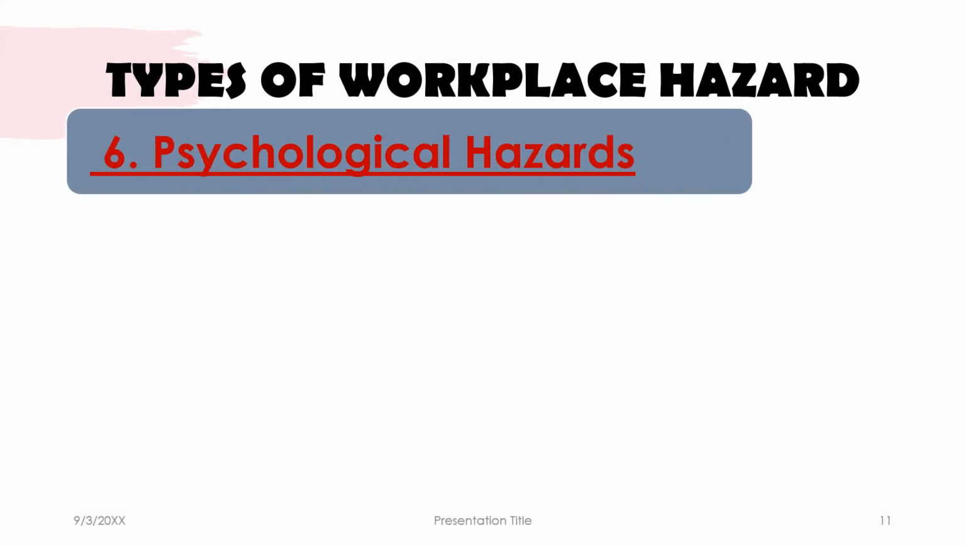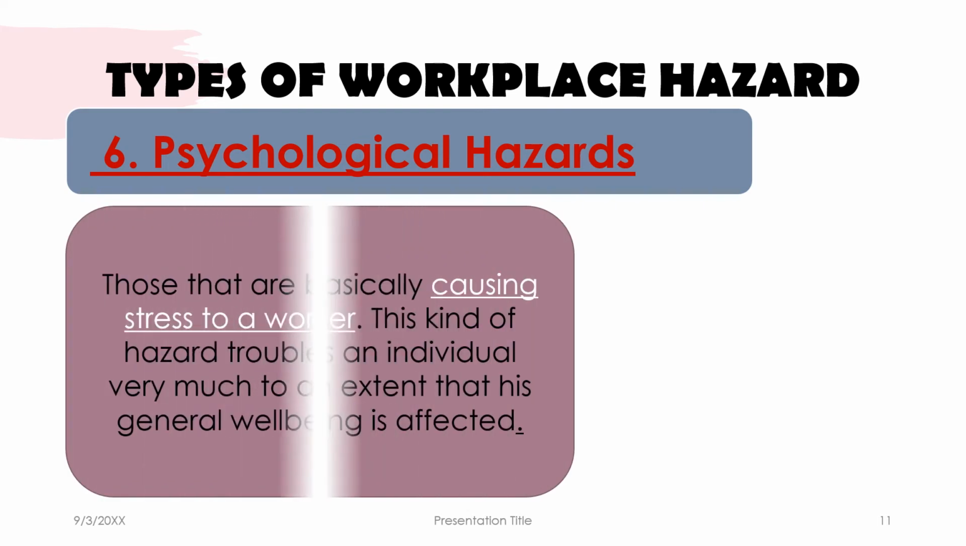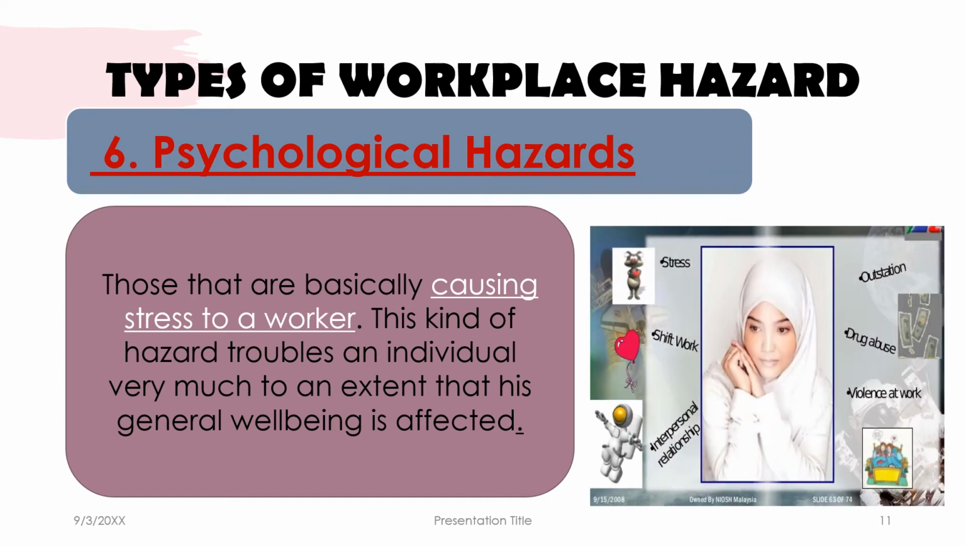Number 6 is psychological hazards. Those that are basically causing stress to a worker. This kind of hazard troubles an individual very much to an extent that his general well-being is affected. For example, drug abuse, violence at work, interpersonal relationship, shift work. So that is an example of psychological hazards.